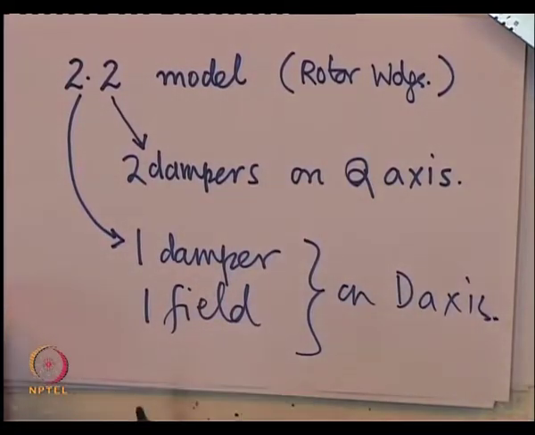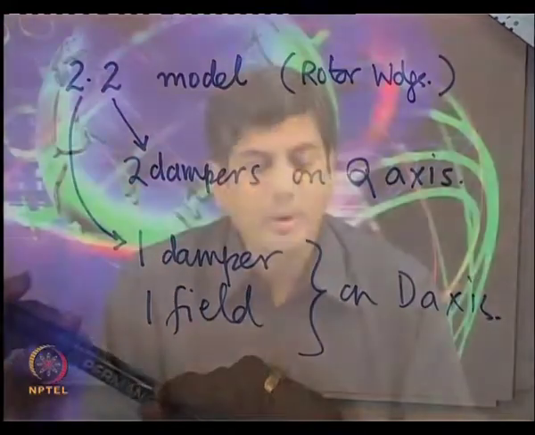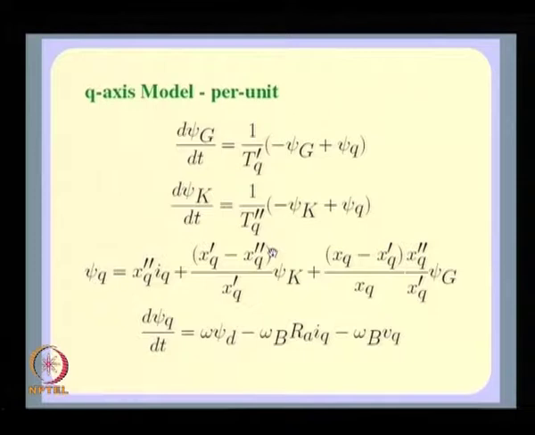Okay. Now, what if we want to get a simplified model? In fact, before I go ahead with trying to reduce the number of rotor windings and getting simplified models with lesser number of rotor windings, let us look at one of the approximations we have already made, just for the sake of revision. Okay. So, let us just first look at the Q axis per unit model. Okay. So, we will just look at what we have so far in the 2.2 model.